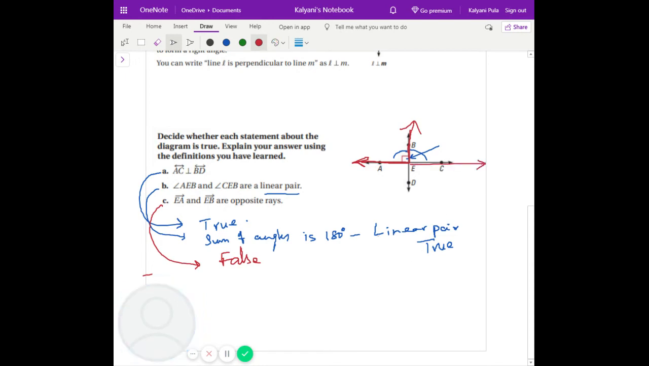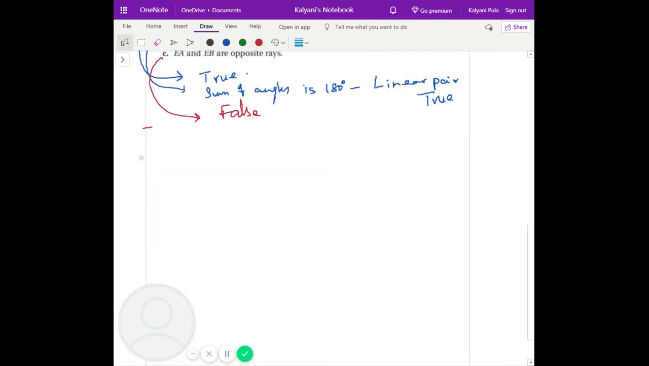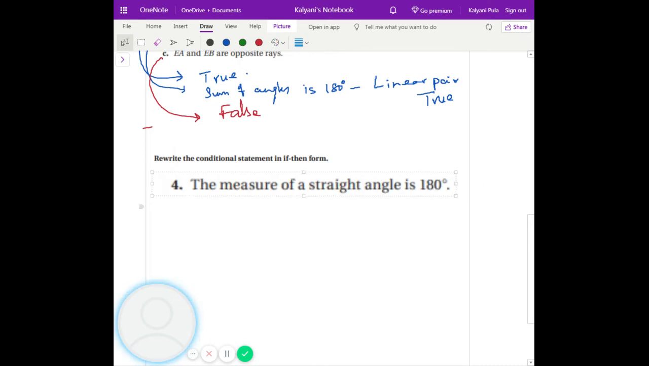Okay, good? We're going to do some practice with whatever we learned. That way you can get a good idea how to do these questions. We write the conditional statement using if-then form. You can just tell me, or you can write it on the paper. Either way works.